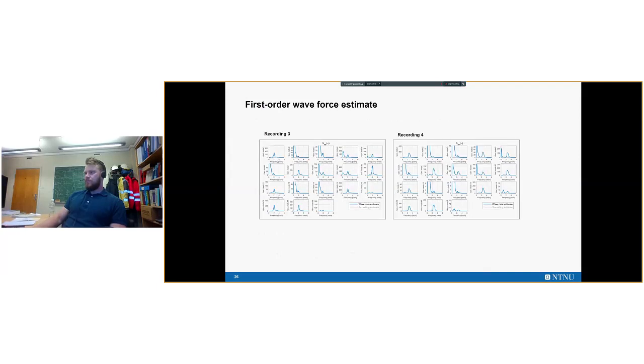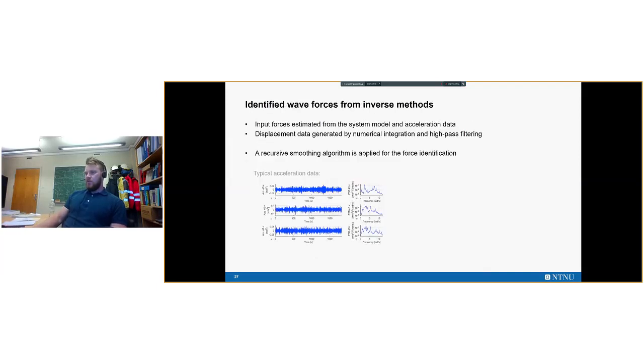So now if we go to the second approach, the inverse estimation. We do this from the acceleration data, and we also create some synthetic displacement data by numerical integration of the acceleration data to have a stable estimation process. And in this case, we have used a recursive smoothing algorithm for the force identification.